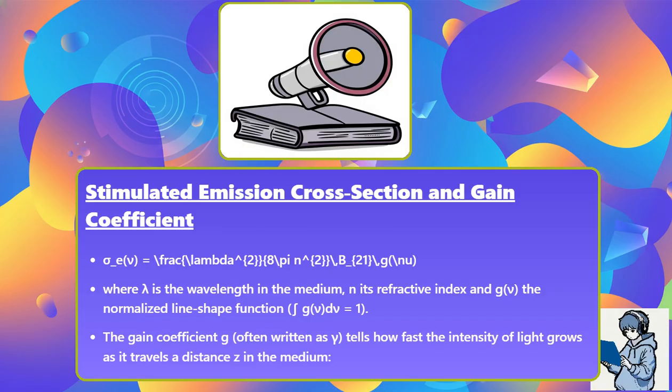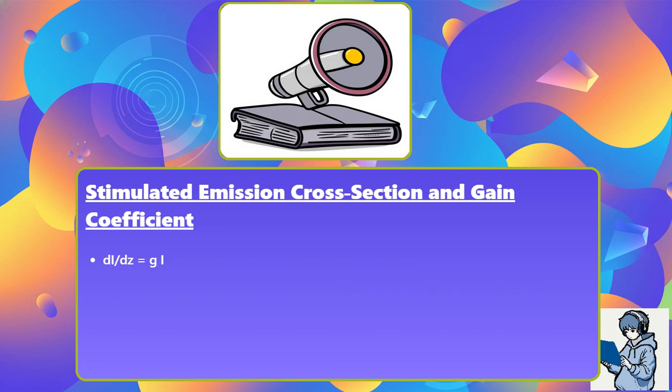The gain coefficient g, often written as gamma, tells how fast the intensity of light grows as it travels a distance z in the medium. dI over dz equals gI.